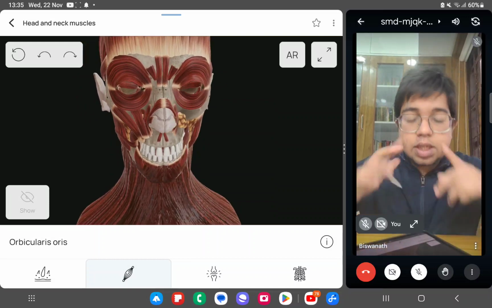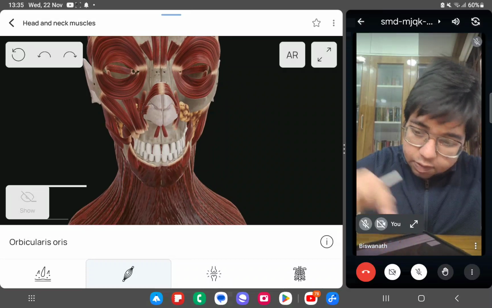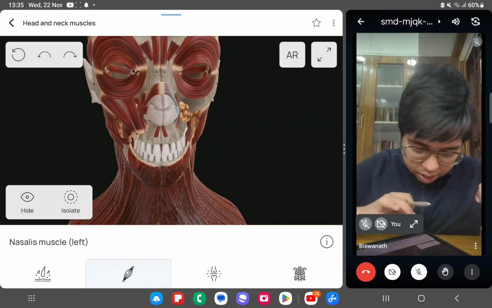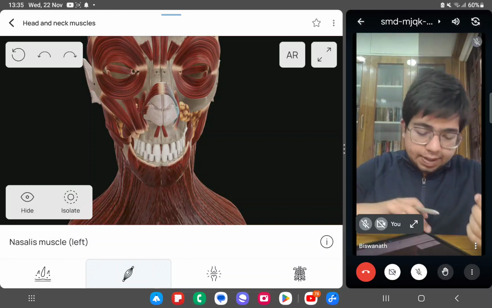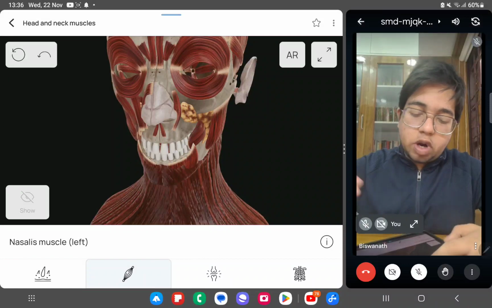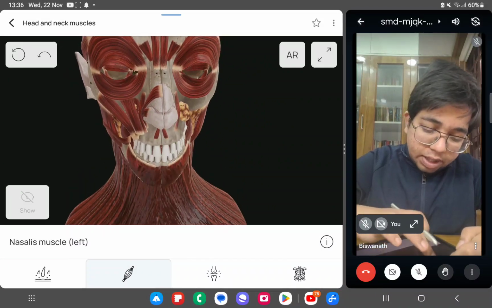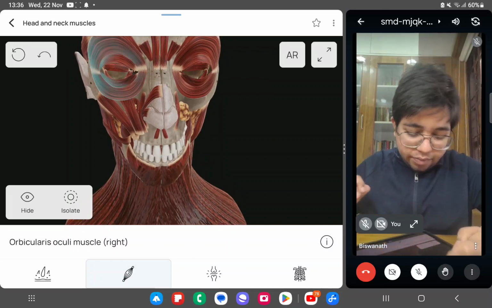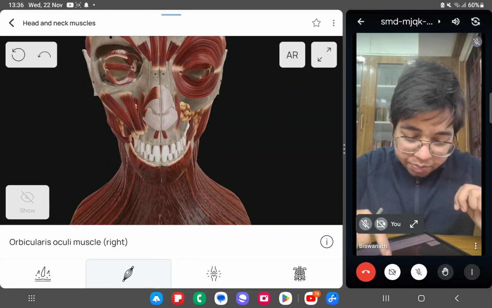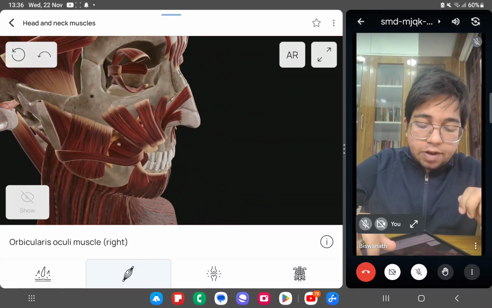Just see the nose. There is a muscle here which is called your nasalis. That is the compressor nasi muscle. Nasalis and compressor nasi are the same. You can hide this also. And these are the orbicularis oculi muscles, which you can see surrounding the eye, surrounding the orbits. Let us hide this also.